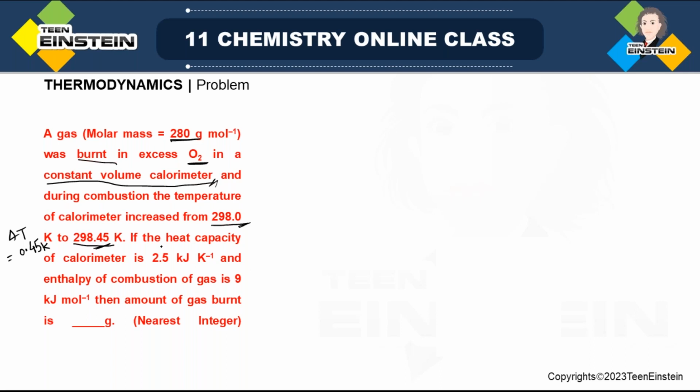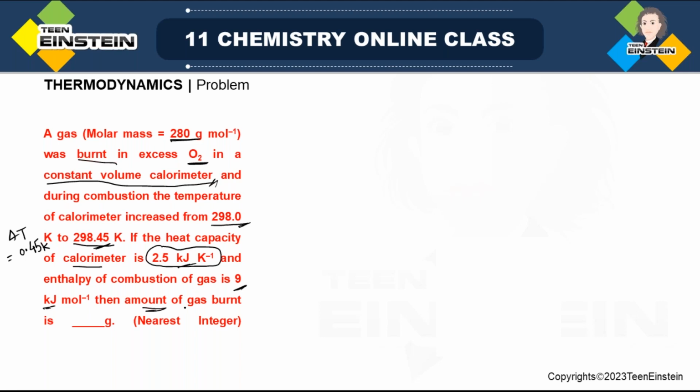If the heat capacity of the calorimeter is given as 2.5 kilojoule per Kelvin, look at the unit, it is given in kilojoule because it is the heat capacity of the calorimeter, so it is a very high value. And the enthalpy of combustion of the gas is given as 9 kilojoule per mole. So enthalpy of combustion means del H value is given as 9 kilojoule per mole. The amount of gas burnt, that is the mass, is what we have to find.